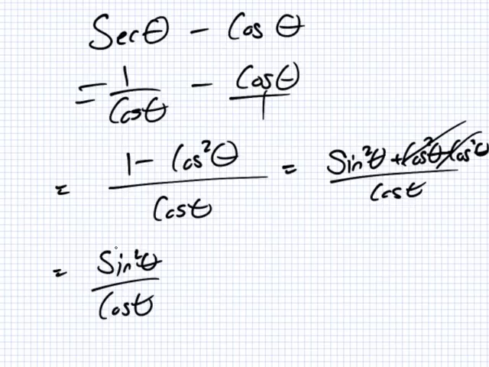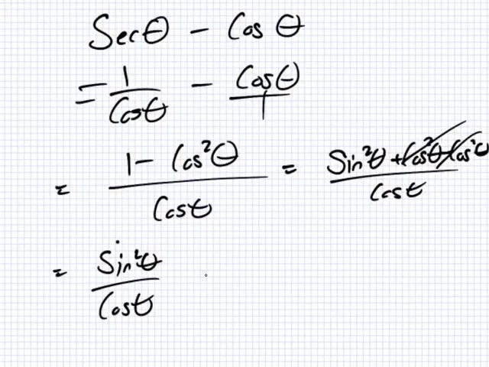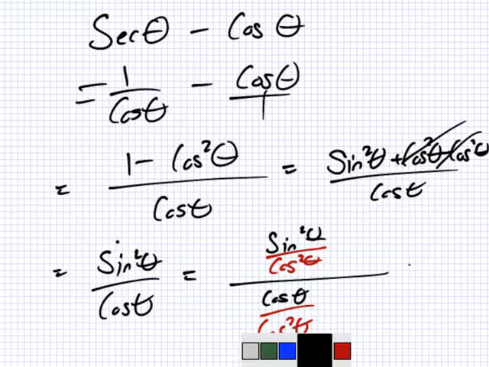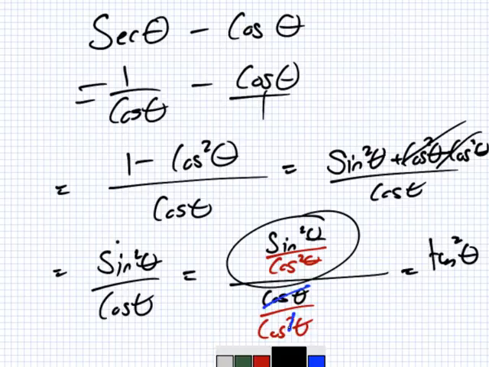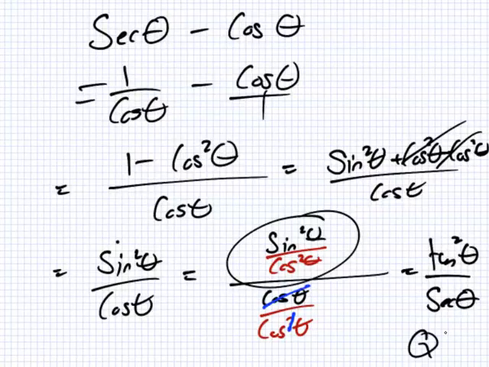Now if I want to make this a tan, which is what I want on the top, I need to divide the top and the bottom by cos squared, because this will become tan squared theta, and then this will cancel the square to make 1 over cos. End of proof.